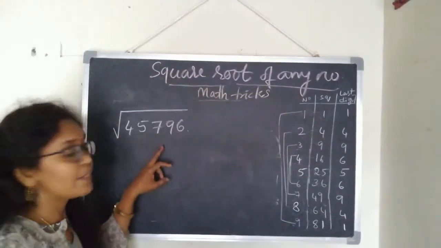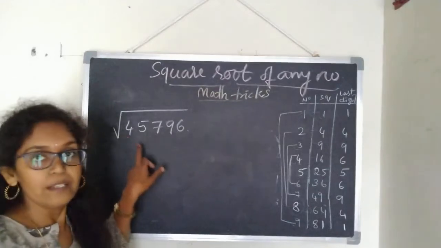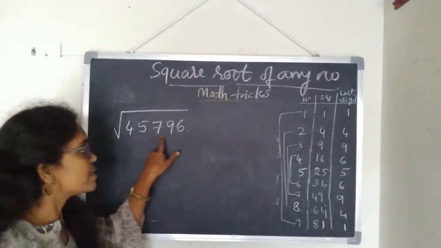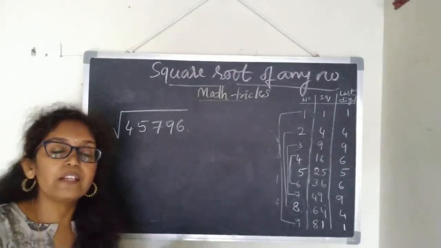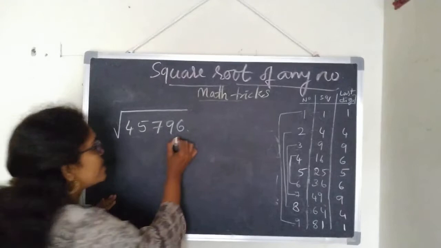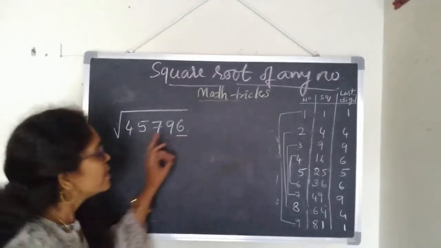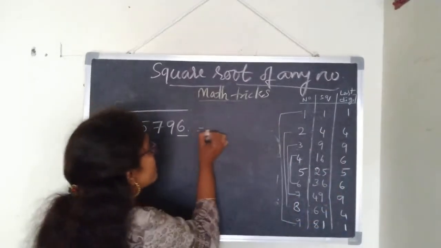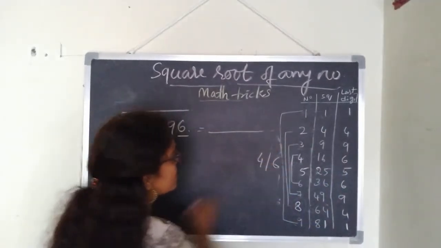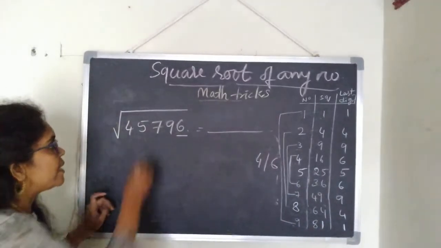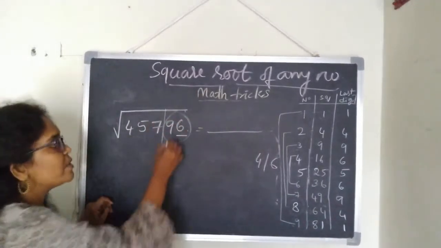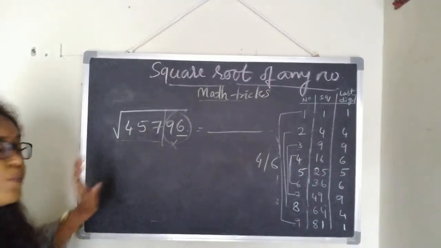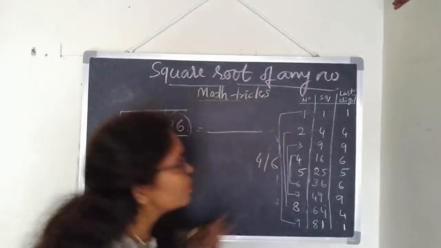Yes, friends, here we have taken another bigger number, that is a 5-digit number, 45796. What is the square root of 45,796? Again we are doing the same procedure. What is the last digit here? 6 is the last digit. So 6 is the last digit for 4 and also 6. So the last digit of this number is either 4 or 6. It is conditional. Ignore the last two digits and take the rest of the digits. So 457.